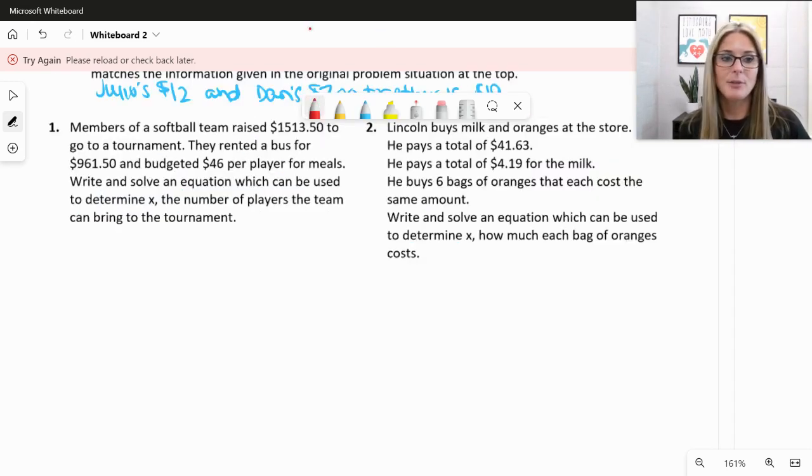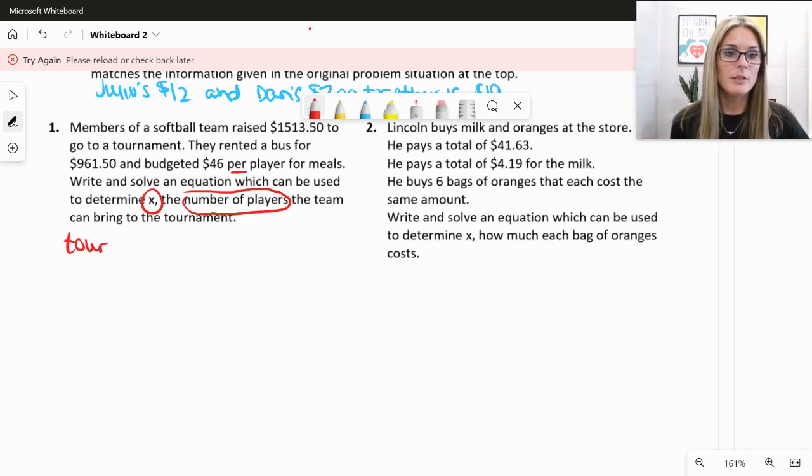Let's look at our next example. Number 1, members of a softball team raised $1,513.50 to go to a tournament. They rented a bus for $961.50 and budgeted $46 per player for meals. Write and solve an equation that can be used to determine X, the number of players the team can bring to the tournament. So they've already defined a variable for us, X. How many players can we actually take to this tournament?